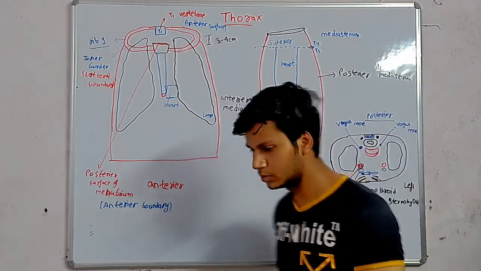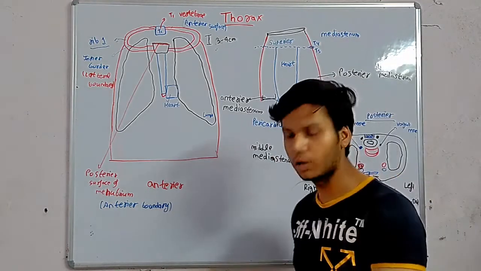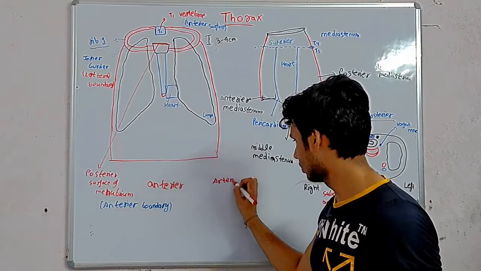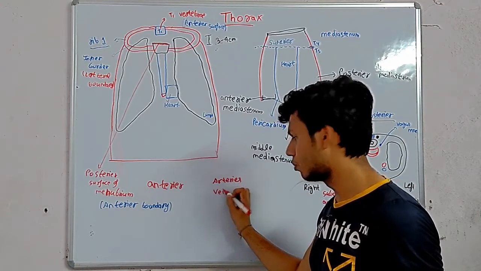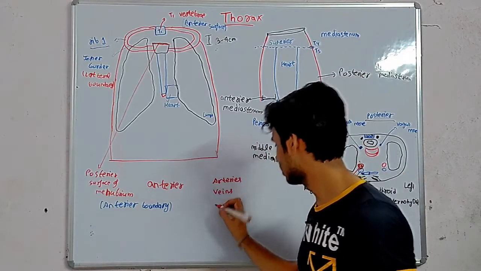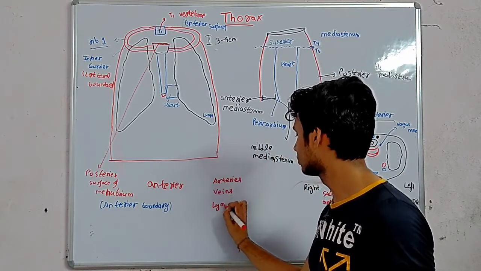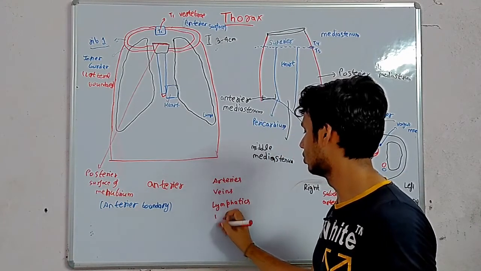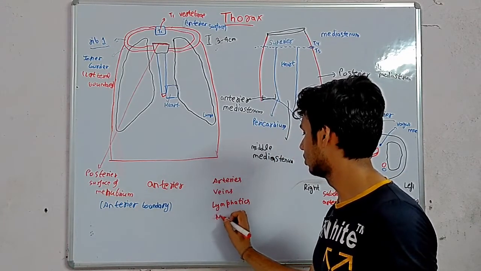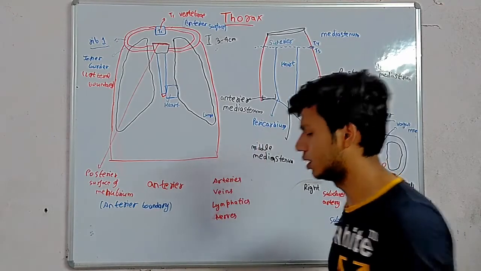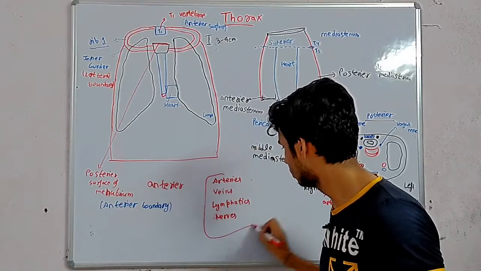Now we have to cover all the arteries, veins, the whole diagram, the whole orientation of the limbs, and lymphatics, nerves also. These are the main four things we have to cover in thorax. Then note this.